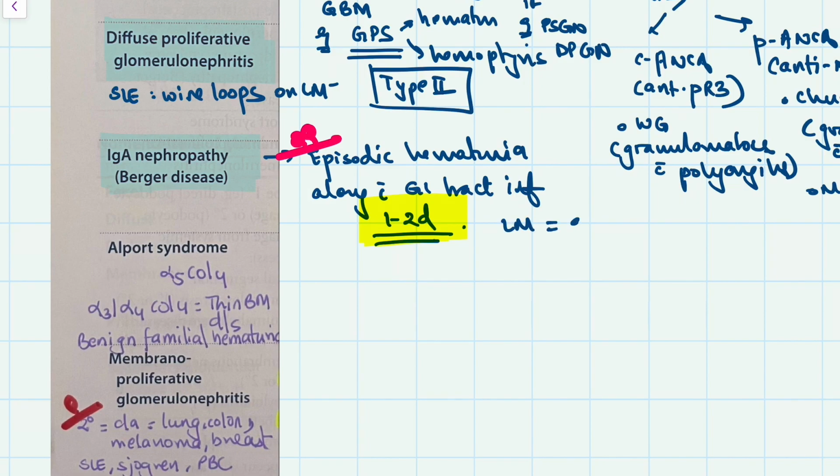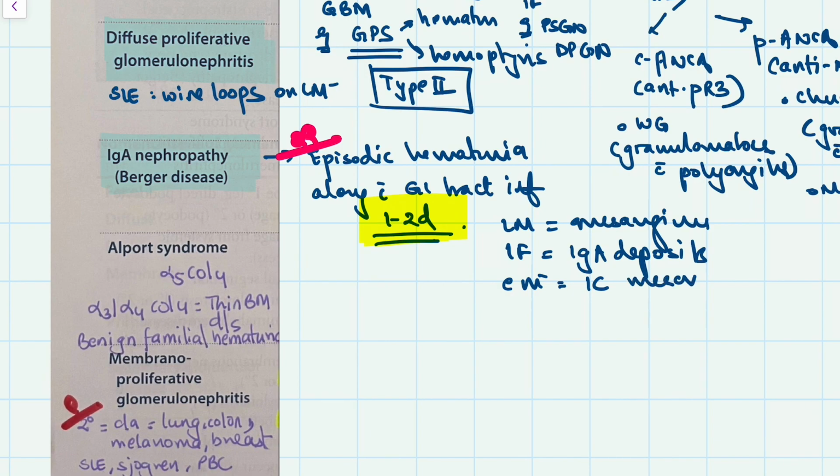The light microscopy shows proliferation of the mesangium, while on immunofluorescence there would be IgA deposits again in the mesangium. Talking about the electron microscopy feature, again the electron microscopy shows the immune complex deposits in the mesangium, right? So IgA nephropathy is all in the mesangium. Next condition is Alport syndrome.